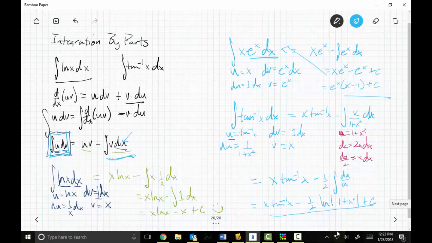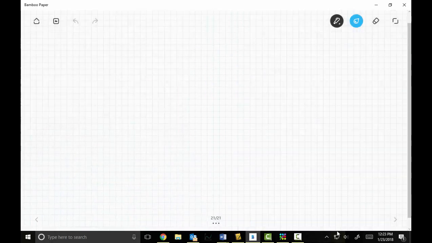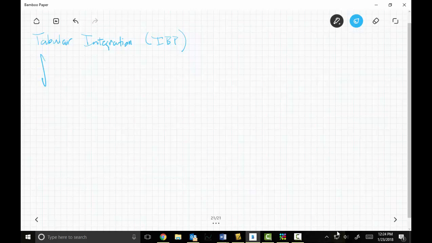Okay. Now, there's something called tabular integration. Let's talk about this, and then I'll be done. Tabular integration is your best friend. Tabular integration is just an easy cheater way of using integration by parts. Now, this is the rule. If you're going to use tabular integration, remember, this is still integration by parts. No doubt about it.